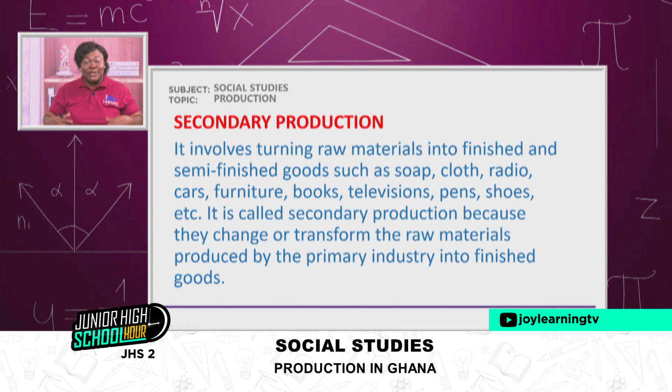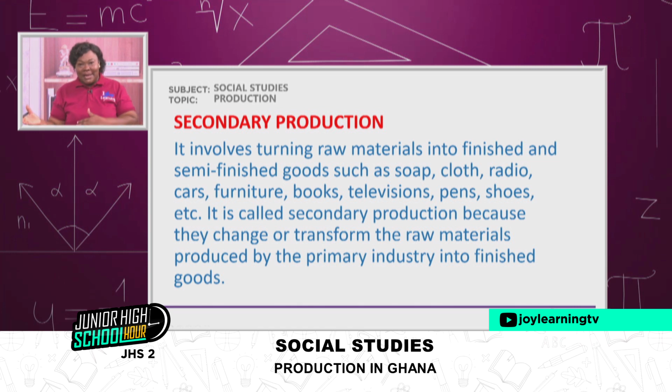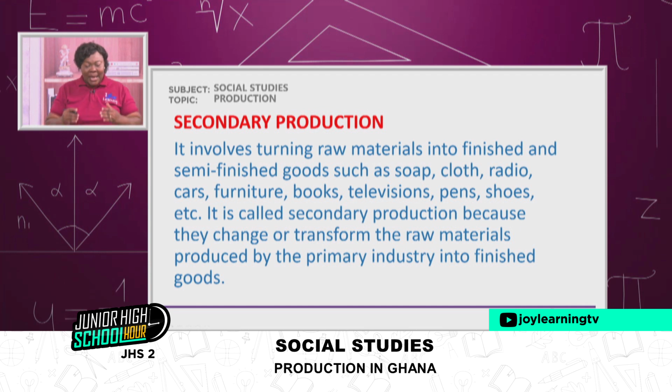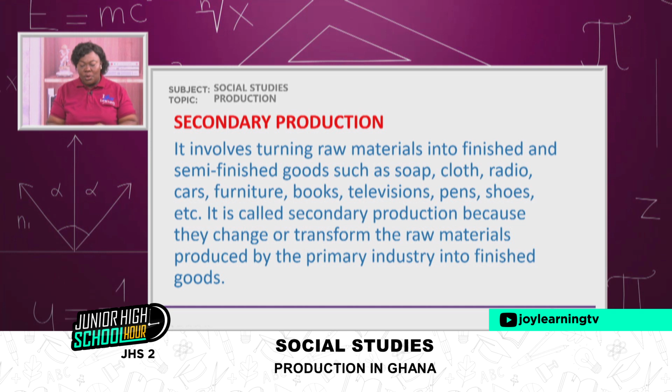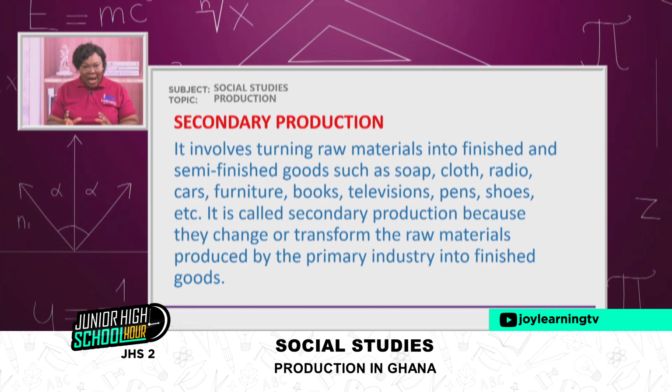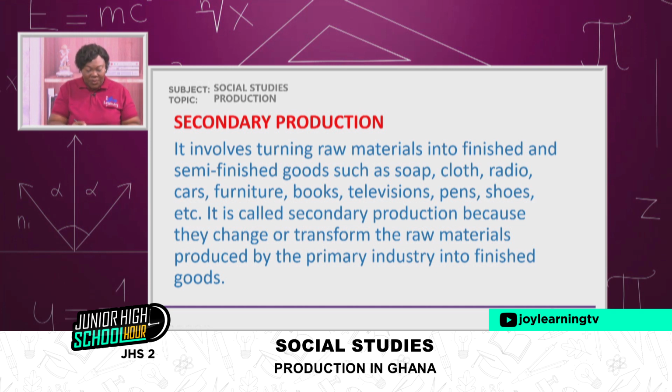Your school bag is also part. So rubber, then it turns into what? The slippers that we wear, the rubber slippers, right? It is called secondary production because they change or transform the raw materials produced by the primary industry into finished goods. Are you okay with that? Right, let's move on.